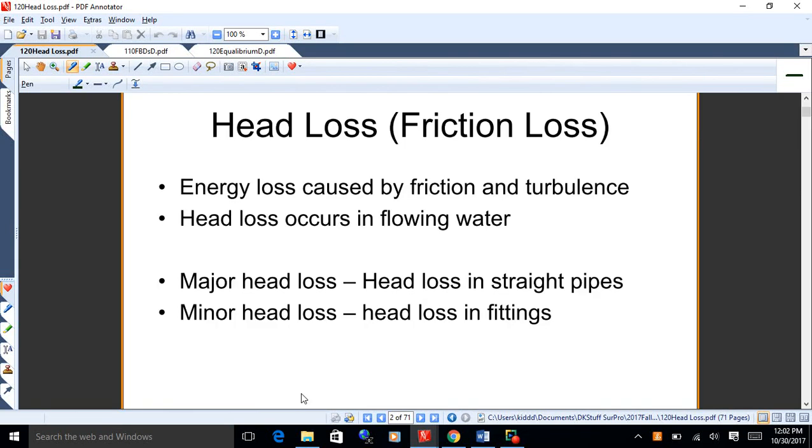Okay, so we got major head loss, which is what we're looking at right now. Head loss is when you lose energy out of water. Friction and turbulence cause it. It occurs in flowing water only. Major head loss occurs in pipes. Minor head loss occurs in fittings.